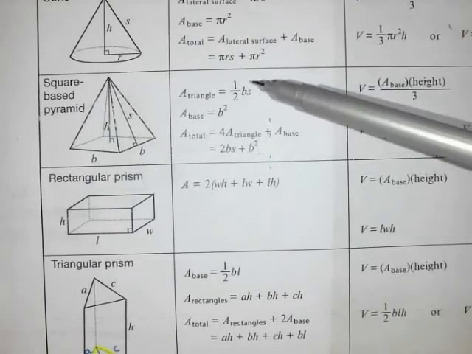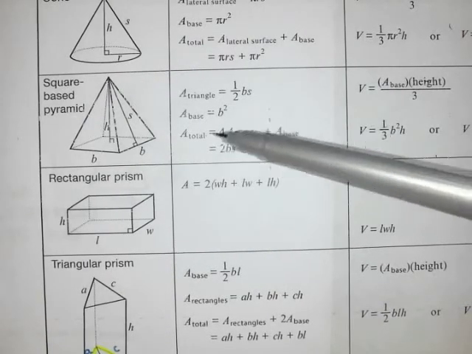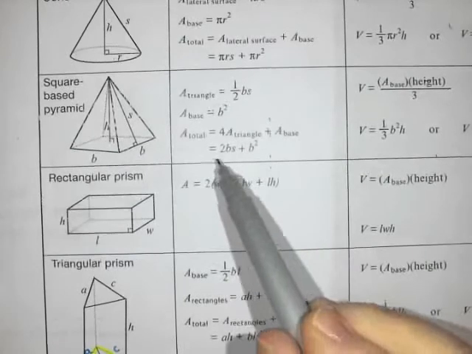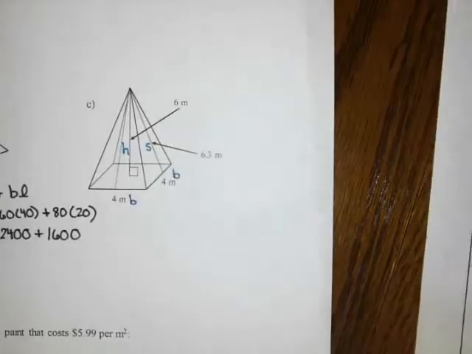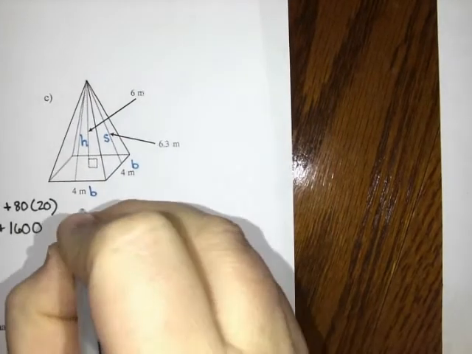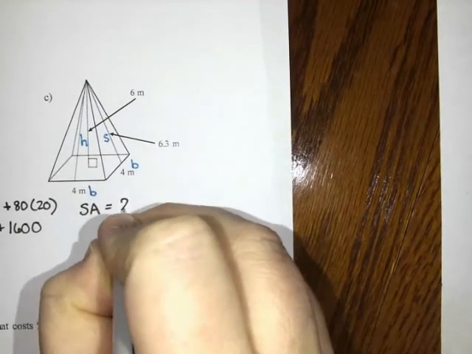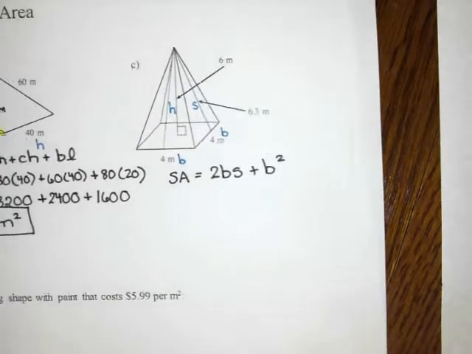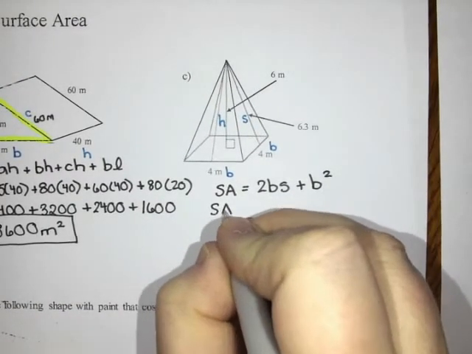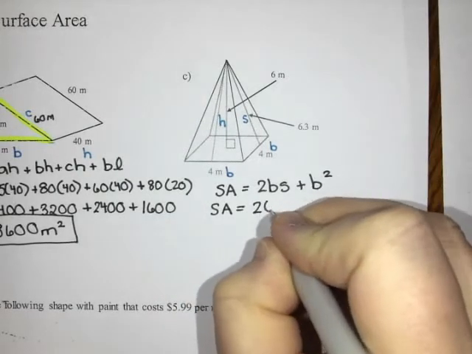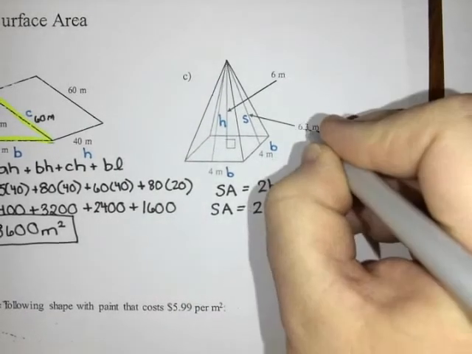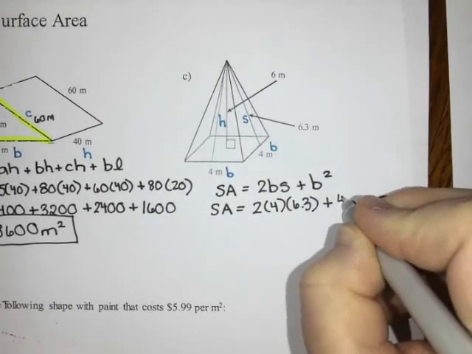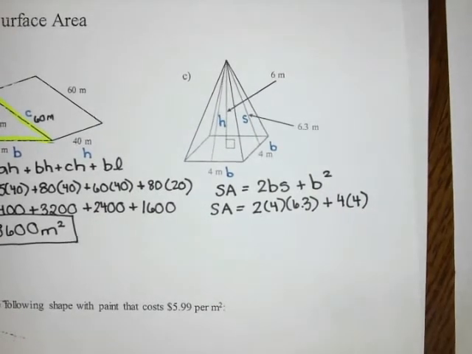So like I said before, if you're not missing any sides, you can just jump to the very last formula and use that. If you are missing a side, then you need to know what's making up each of those sides. So we're going to use 2BS plus B squared. So the surface area is 2BS plus B squared. All right, so 2 times B is 4, times S, my slant, is 6.3, and then plus B squared. So that's 4 times itself, so 4 times 4. We didn't need to use the height in this one at all.